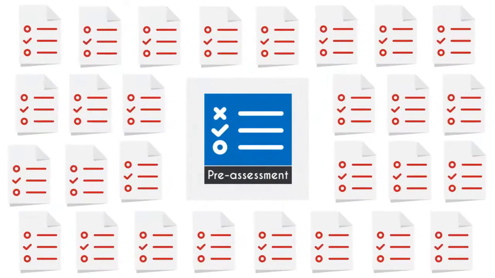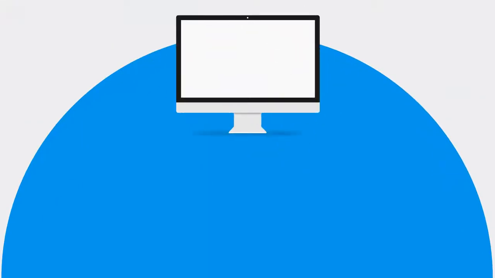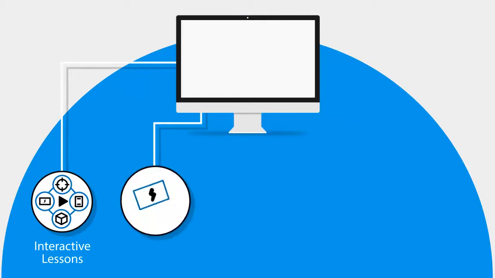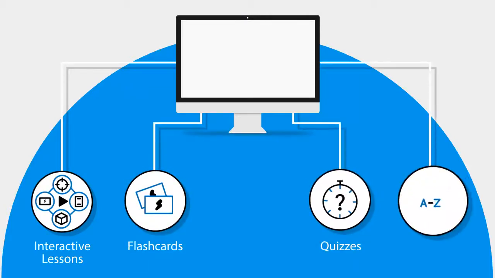In this uCertify course, you'll receive 40 pre-assessment questions that will help you identify areas for improvement before you begin the course. It consists of 7 interactive lessons and learning resources with 182 flashcards, 57 quizzes, and 182 glossary terms.